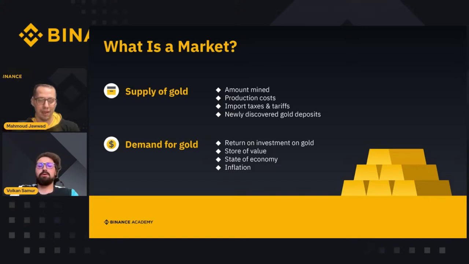But what exactly makes up the levels of demand and supply in the market? So the amount of assets supplied for sale in financial market has many reasons behind it. For example, the supply of gold can be affected by the amount mined, production costs, and import taxes and tariffs, among other things.